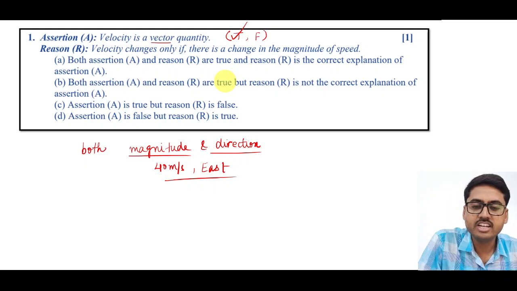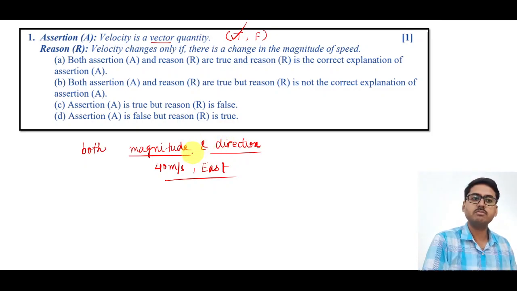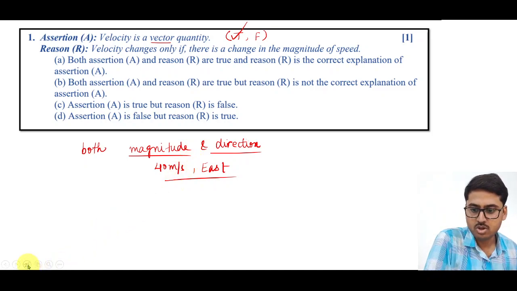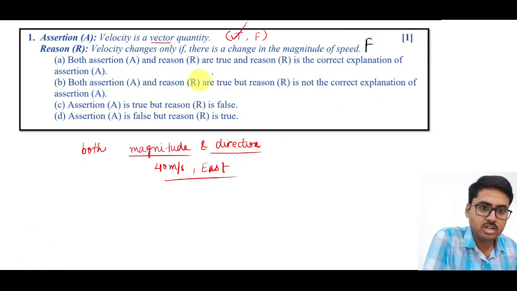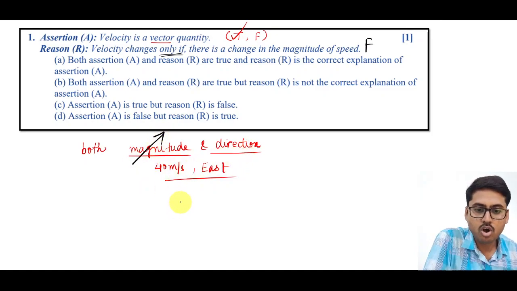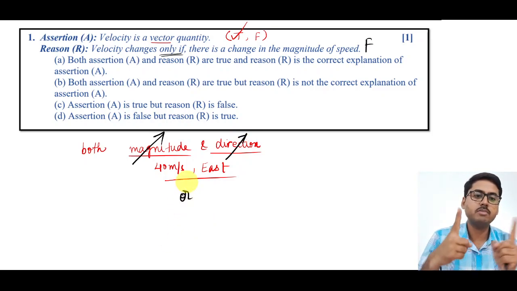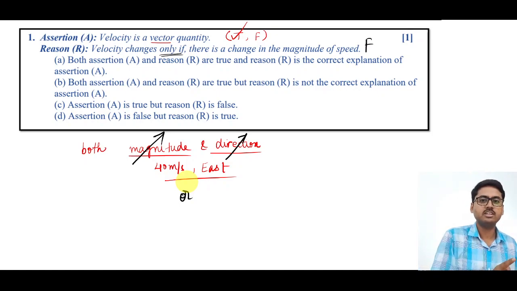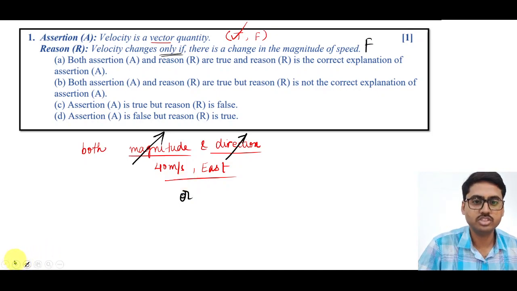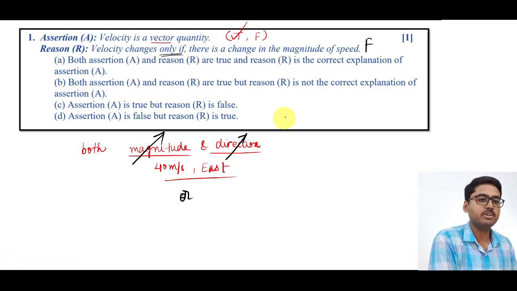Now the second statement says velocity changes only if there is a change in magnitude of speed. Well, this is not true because it's a false statement. Why? It says only if. Well, the velocity can change if there is a change in magnitude or there is a change in direction, or both. So if any of the quantity changes, either the magnitude or direction, the velocity is going to change, and that is why the second statement is false.